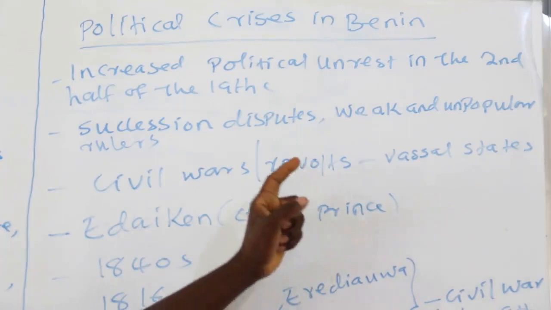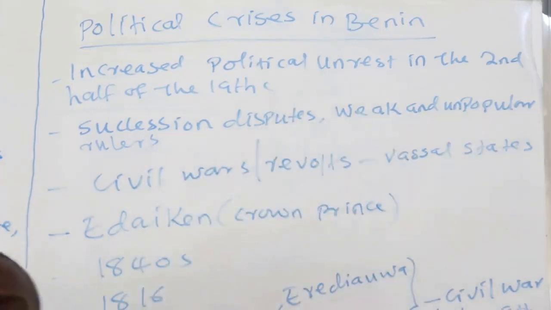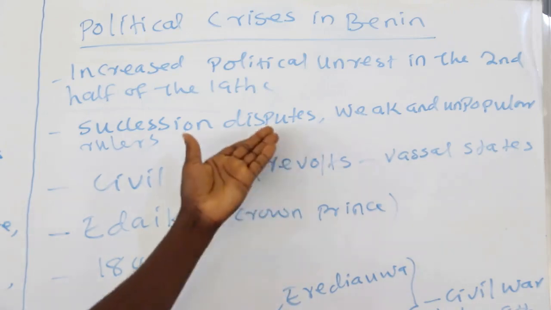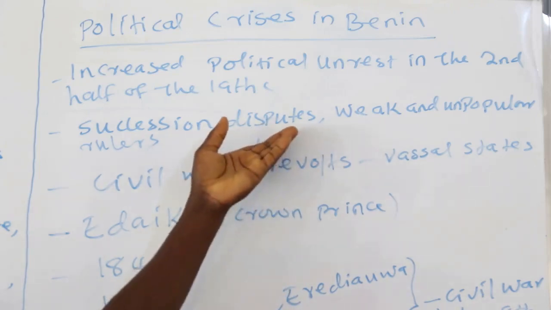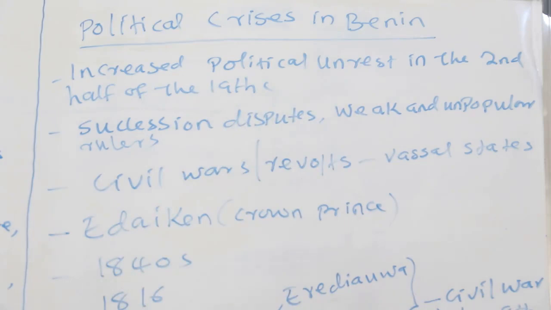Another cause of the unrest was the emergence of weak and unpopular rulers. Well, as a weak leader, if you fail to rule your people well, it will result in what we call civil wars. If you are unpopular, you make laws that are inimical to the people, it will equally result in what we call civil wars. So those were some of the causes of the political unrest in the second half of the 19th century in Benin.